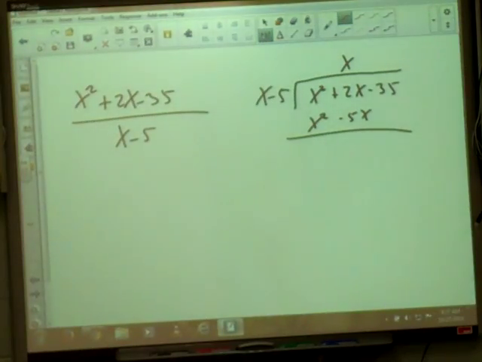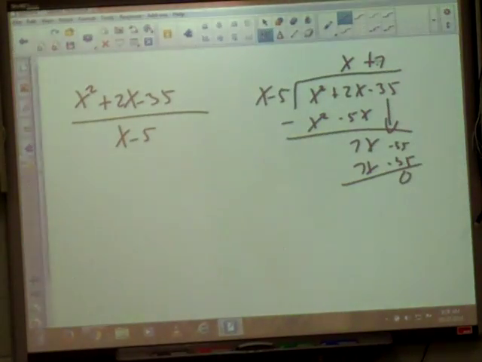Now when you subtract on long division, x squared minus x squared is nothing. 2x minus negative 5x is a positive 7x. Drop your negative 35. X times what is 7x? A positive 7. 7 times x, 7 times negative 5. So this one did not have a remainder.